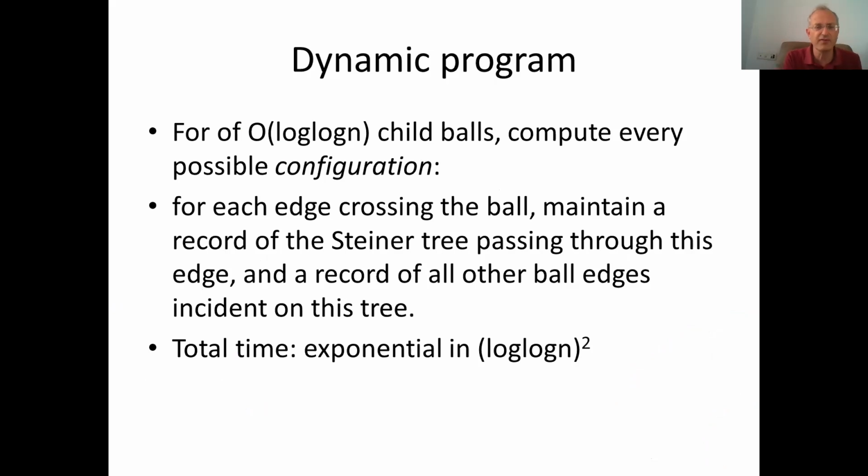So, at a very, very high level, for log n child balls, we're going to need to compute every possible configuration. For each edge crossing into the ball, we need a record of the Steiner tree that this edge is a part of, and also for the other edges of the ball, which ones are connected, and are they connected outside or inside? The total time ends up being exponential in the number of children. So log n squared, you have to go down another level. Okay, so it's exponential in the number of children squared. Okay, log n, that's where you get the leading term.